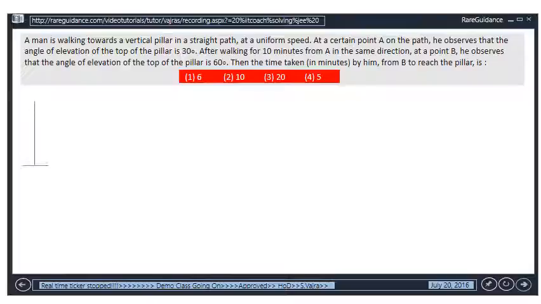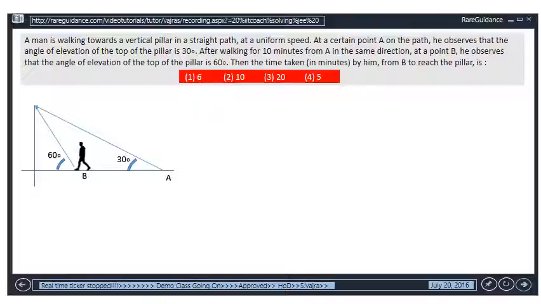So we have a pillar in the question and a man. The man is walking towards the pillar at a uniform speed, and at a certain point, which is A, he observes the top of the pillar and finds that the angle of elevation is 30 degrees. He further walks towards B for 10 more minutes, and once again he observes the top of the pillar, and he finds that the angle here is 60 degrees.